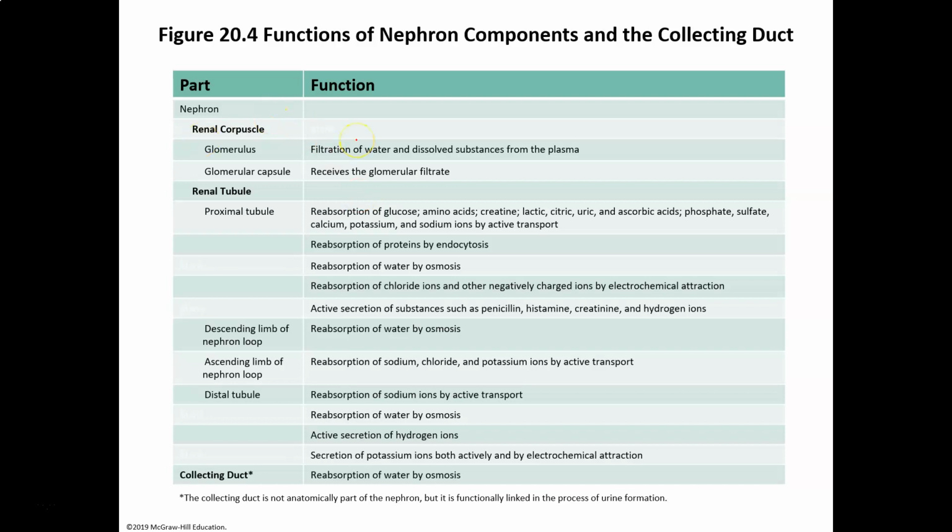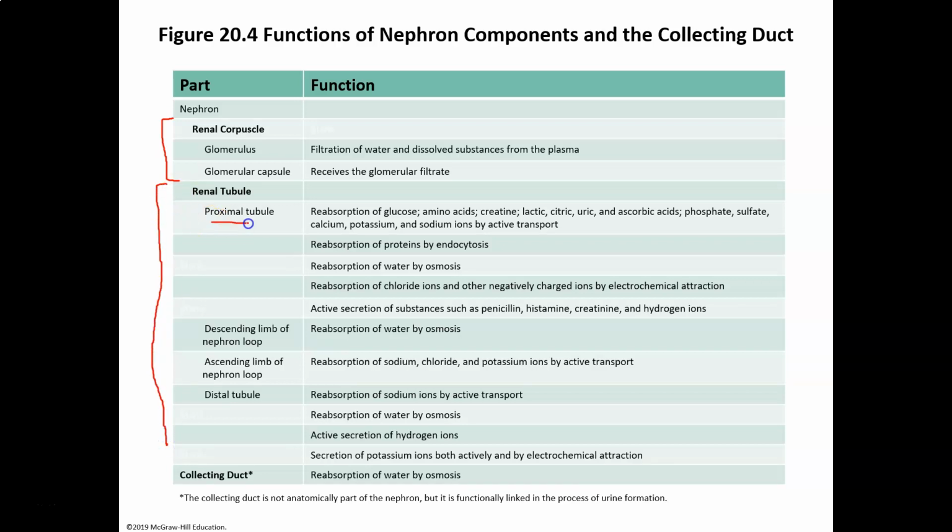All right, so this is a table, the overall summary of all the bits and pieces of a nephron. How does a nephron work? Remember, you've got two big parts to it. You have the renal corpuscle, and the parts of that are the glomerulus and the glomerular capsule, or Bowman's capsule. And then you have the renal tubules, and there are 3 parts to the renal tubules.